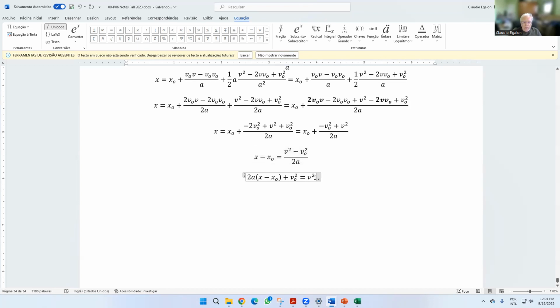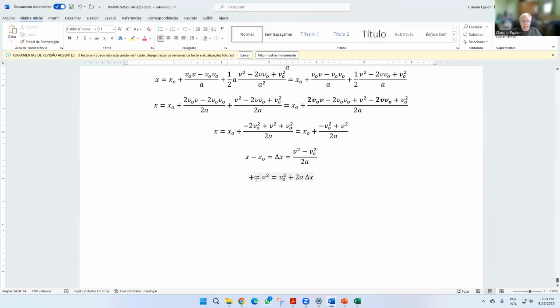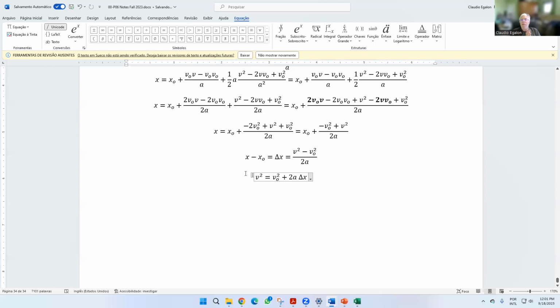Okay, so we usually write the Torricelli equation in the following way: v squared equals v naught squared plus 2a delta x. That's how you usually write that down, and that's why I'm going to put it here. There you go. So that's the Torricelli equation.